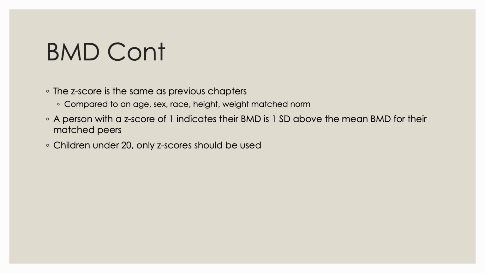When we're examining children under 20, only z-scores should be used because, again, peak bone mineral density occurs usually between 25 to 30. So we can't use those t-score norms because they would not have achieved that level of bone mineral density yet.